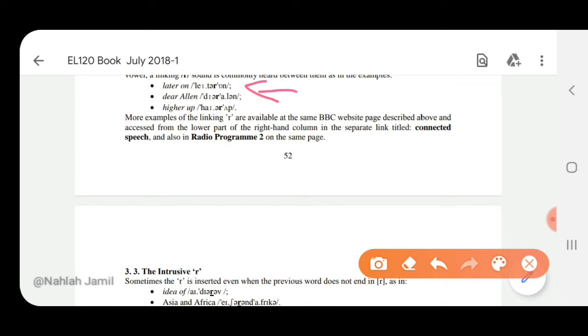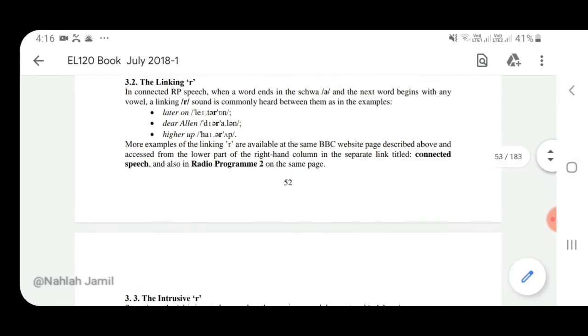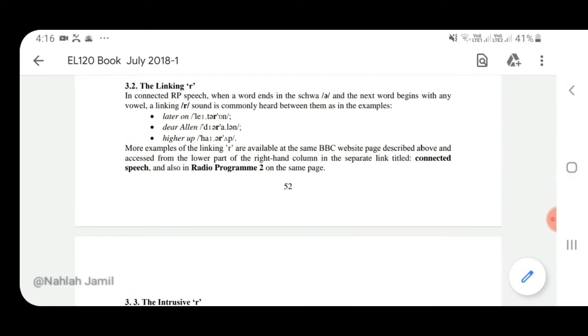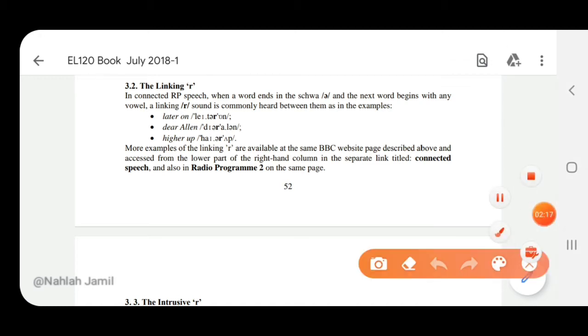Usually if it's just "later", they don't say the R. But if you see the phonetic transcription, the R is preceded by schwa. Schwa is the E that is written upside down, and it's one of the vowels. So when it comes before R, the schwa is before R, and there is a vowel after R. So this R is pronounced, so it is "later on", not "lata on", okay?